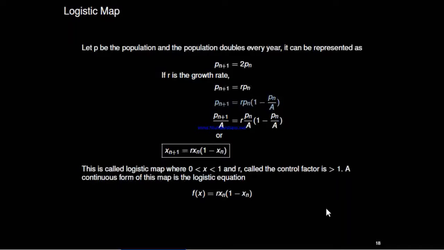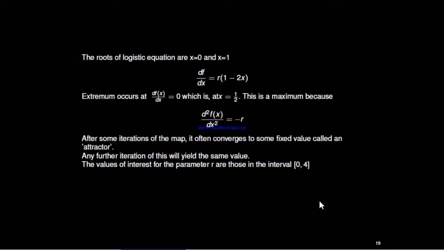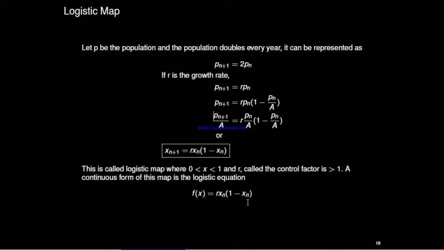Now you can see some properties of this logistic function. See, the roots of the logistic equation are x equal to 0 and x equal to 1. When you solve this equation, when x is equal to 1, this value is equal to 0. And when x is equal to 1, this equation is equal to this equation. So the root of this equation is 1.